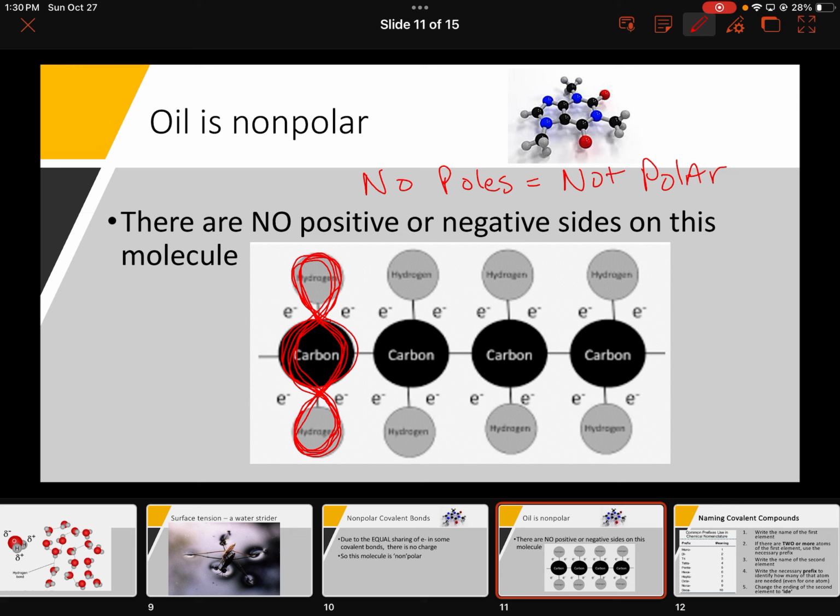So water molecules are slightly attracted to each other. Something like oil is nonpolar. Those molecules are not attracted to each other, because all the way through this molecule, those electrons are being shared equally, and we don't have any positive or negative sides. And so we call those nonpolar.